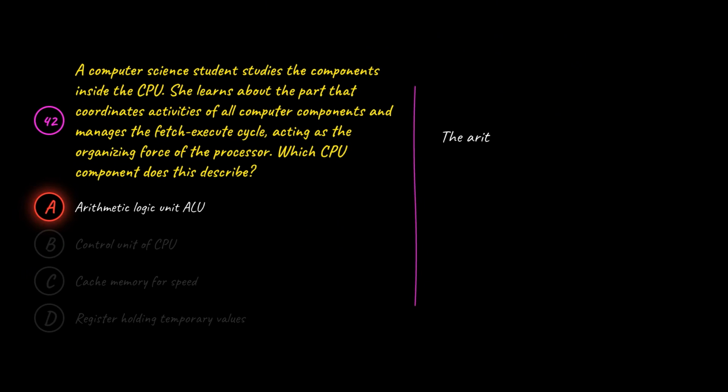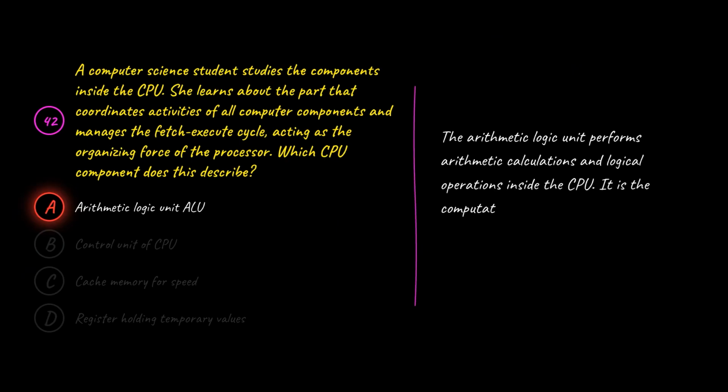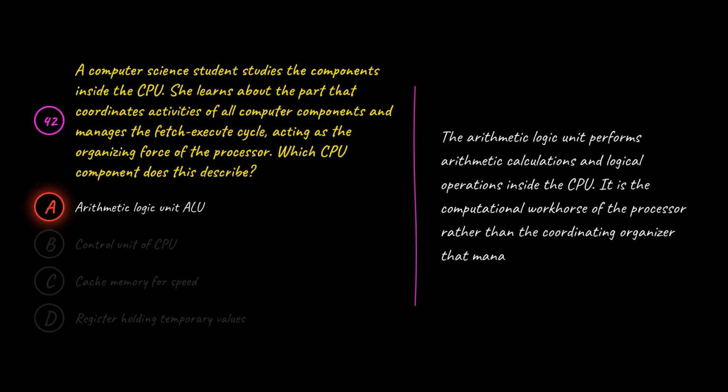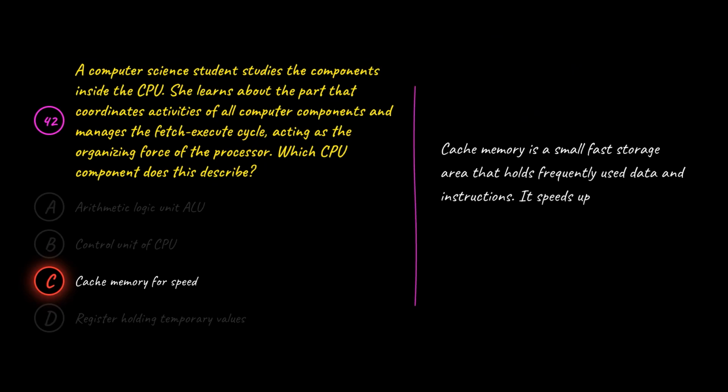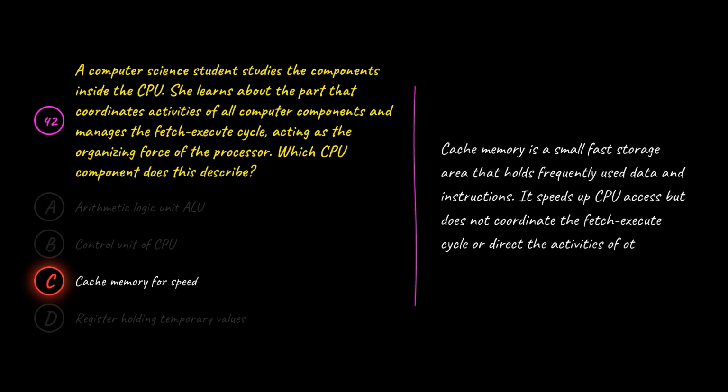A is wrong because the arithmetic logic unit performs arithmetic calculations and logical operations inside the CPU. It is the computational workhorse of the processor rather than the coordinating organizer that manages the fetch-execute cycle across components. C is wrong because cache memory is a small, fast storage area that holds frequently used data and instructions. It speeds up CPU access, but does not coordinate the fetch-execute cycle or direct the activities of other components.